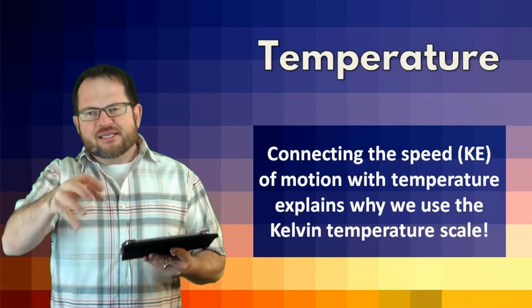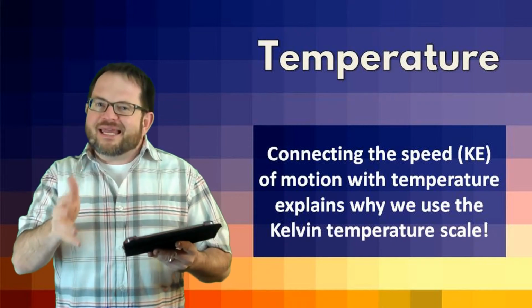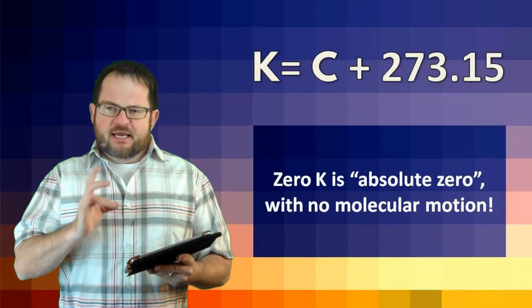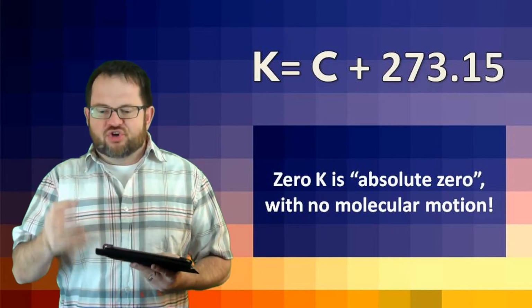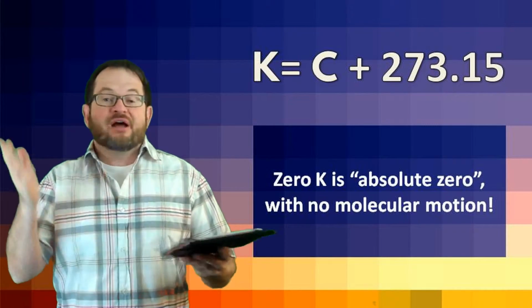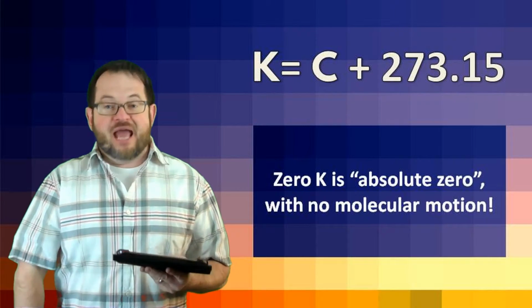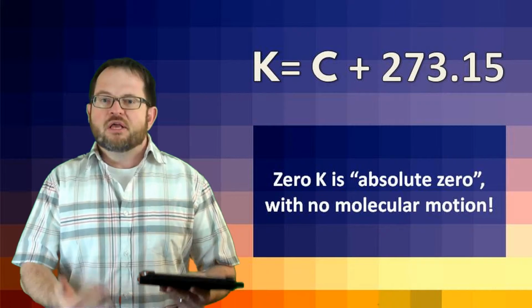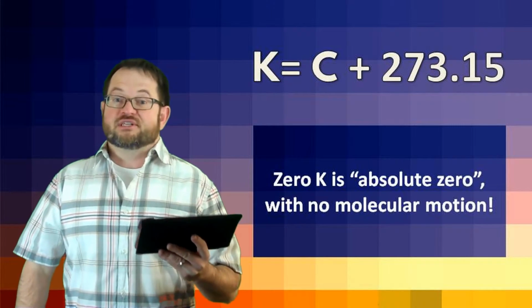If we connect our ideas of how temperature is about the kinetic energy of the molecules, we can see how the Kelvin temperature scale works. Because absolute zero, 0 Kelvin, will be the temperature at which the molecules are moving so slow they're not moving at all anymore. They don't have any kinetic energy. You can't get colder than absolute zero because you can't get slower than not moving at all. If the molecules were absolutely not moving at all, you'd have a temperature of absolute zero, or 0 Kelvin.